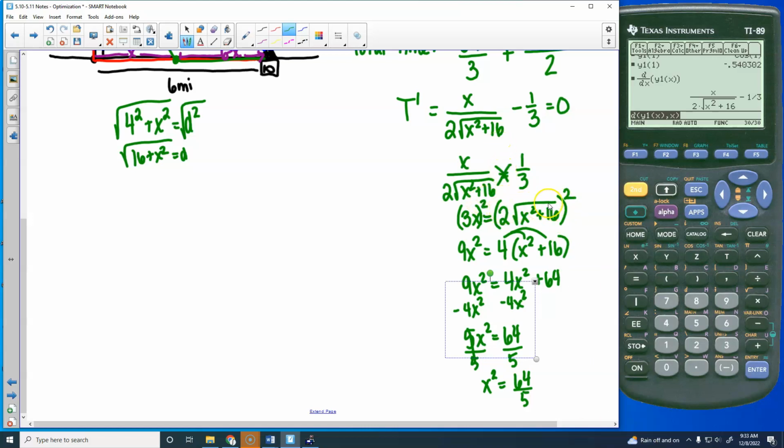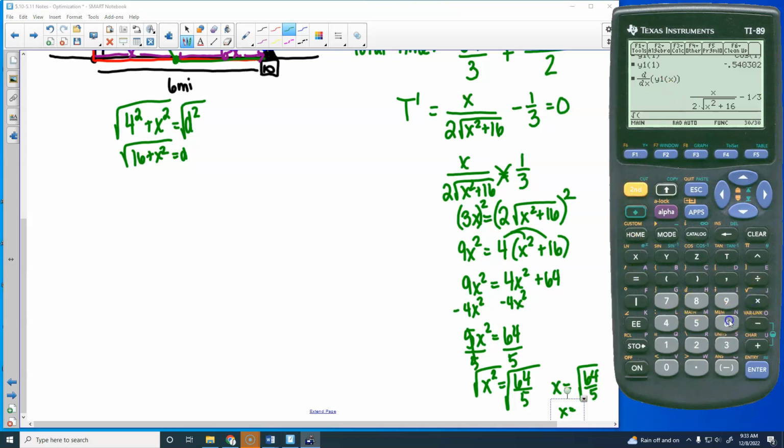I'm squaring both sides to get rid of the square root over here on the right-hand side. And so we will square root both sides. The negative is not going to be a good answer, so we're getting square root of 64 over 5, which, because she is a mathematical genius, she knows that the square root of 64 divided by 5 is 3.577.